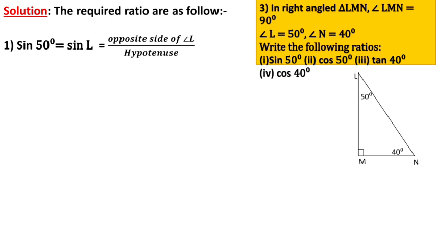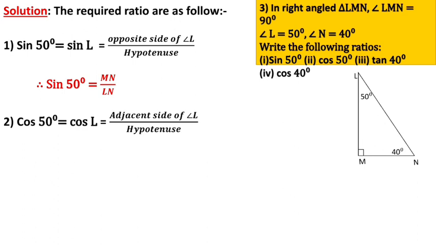The formula will be opposite side of angle L upon hypotenuse. So which is the side opposite to angle L? MN. The hypotenuse is which one? LN. So sin 50 degrees equals MN upon LN. Here values are not given, so we will write only the ratio.